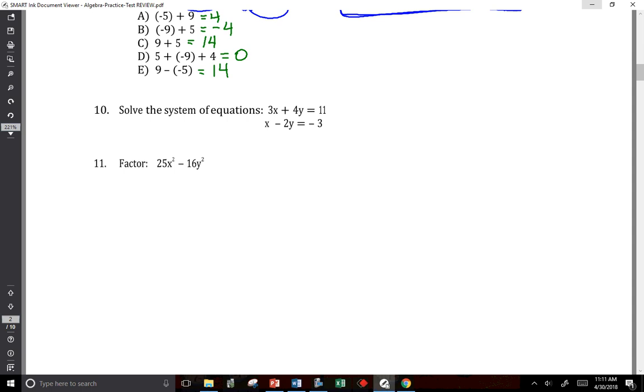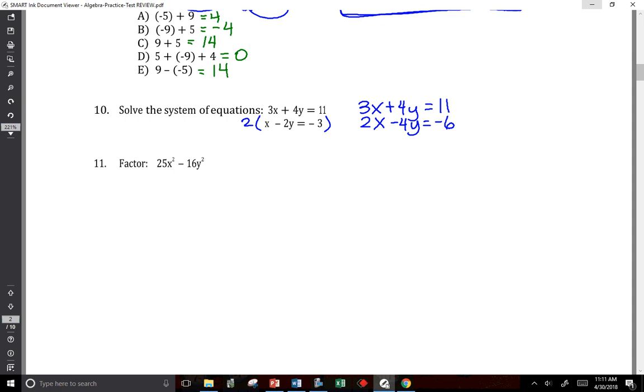The reason I'm doing that is because I want the y's to cancel out. None of my coefficients matched up. But I noticed that if I multiply the bottom equation by 2, then I'm going to have a positive 4y and a negative 4y, and won't that cancel out? Do you see it? In a system of equations, is there always 2 answers? Yes, we need an x and a y.